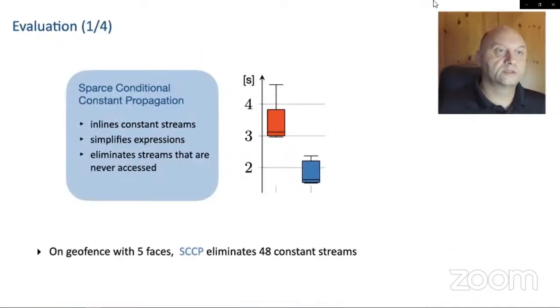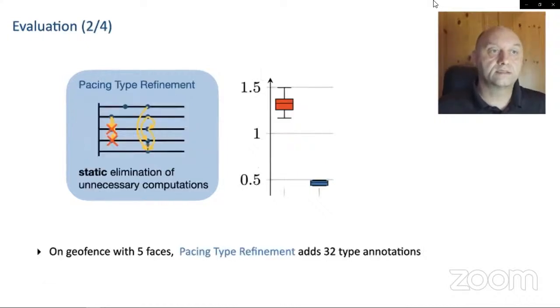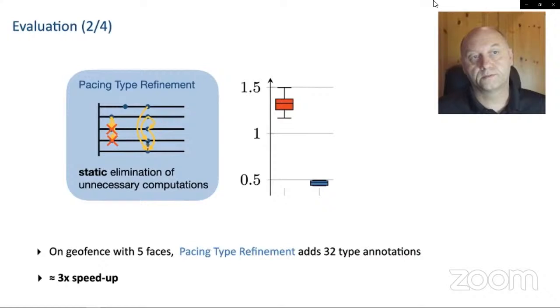In the first experiment, we use only constant propagation. So that eliminates a fair number of streams and, most importantly, results in a twofold speedup. Not bad. Now, the second experiment is about pacing type refinement. So here we add a number of type annotations for geofence with 5 faces, that's 32 type annotations. And we get a really impressive 3-fold speedup.